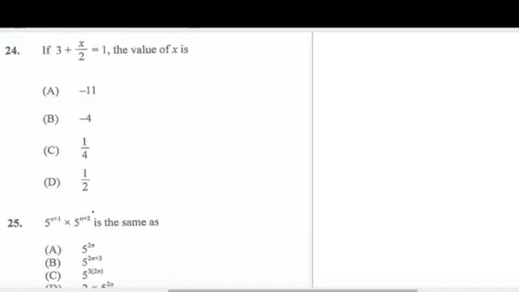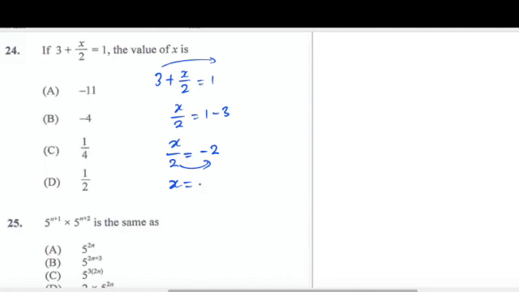Number 24. If 3 plus x over 2 is 1, the value of x is easy peasy. 3 plus x over 2 is equal to 1. I'll throw the positive 3 across, so x over 2 is equal to 1 minus 3. X over 2 is negative 2. Throw the 2 across, x will be negative 4. The answer is B.